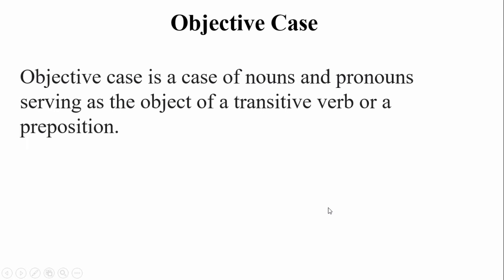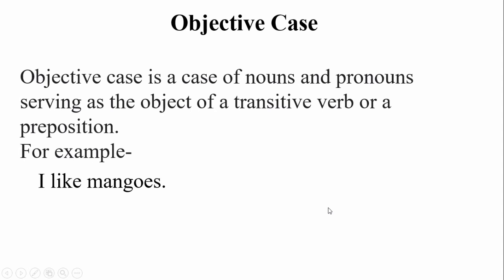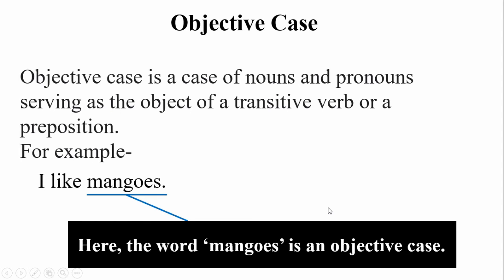Objective case. Objective case is a case of nouns and pronouns serving as the object of a transitive verb or a preposition. Objective case হচ্ছে নাউন বা প্রোনাউন যা বাক্যে ট্রানজিটিভ ভার্বের অবজেক্ট অথবা প্রিপোজিশনের অবজেক্টের কাজ করে। For example, I like mangoes. Here the word mangoes is an objective case.